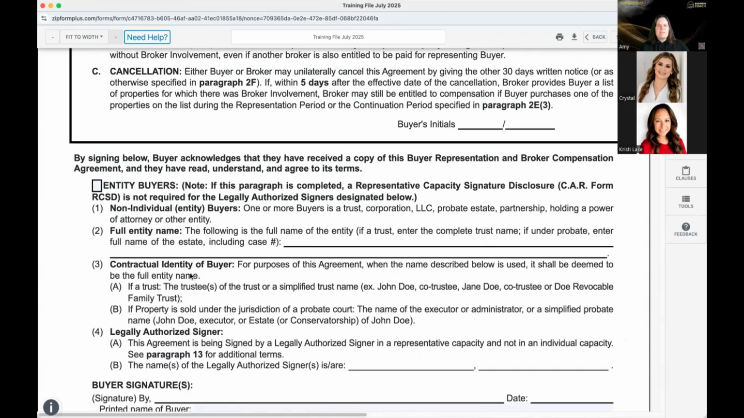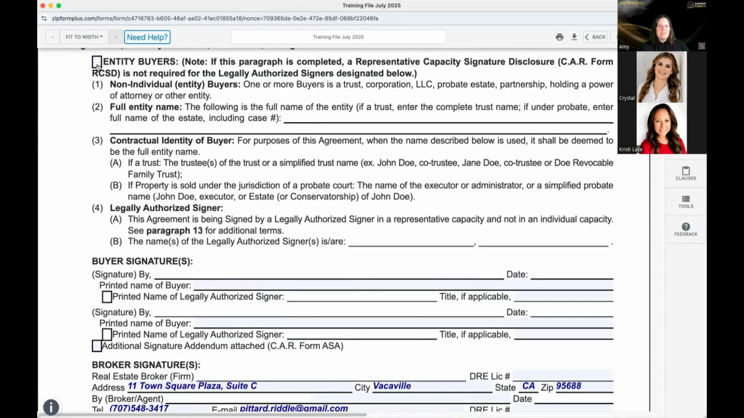Protect yourself, get yourself paid. By signing below, this is where the buyer signs that they agree to everything in this. If they are an entity buyer, you're going to check this box here. This is where you're going to put the full entity name. So if it's a trust, a corporation, or probate, enter the name of the estate, including the case number. You're going to fill whatever that is in there.